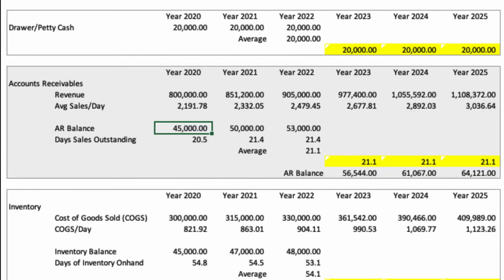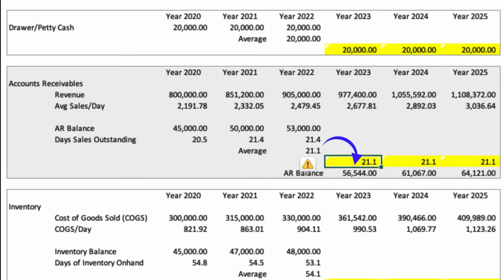What we see from this is that on average, our accounts receivable balance has been the equivalent of 21 days of business. So it takes, on average for this company, 21 days to collect from its customers. Is that too much? Is that too little? Those are things you need to think about.